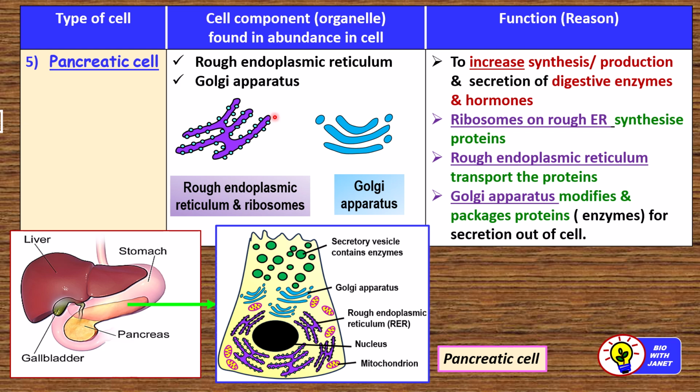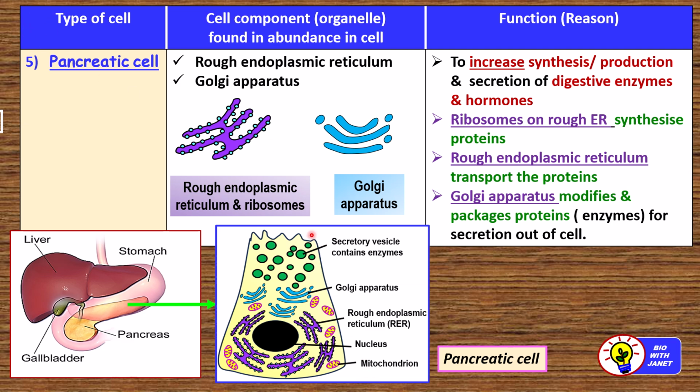The rough endoplasmic reticulum will package these proteins in transport vesicles and send them to the Golgi apparatus. Now, what's the function of the Golgi apparatus? It modifies and packages the proteins in secretory vesicles, like some of these here, so that the secretory vesicles can transport the modified proteins, such as the enzymes or the hormones, to the plasma membrane and secrete them. For example, the enzymes are secreted out of the cell.